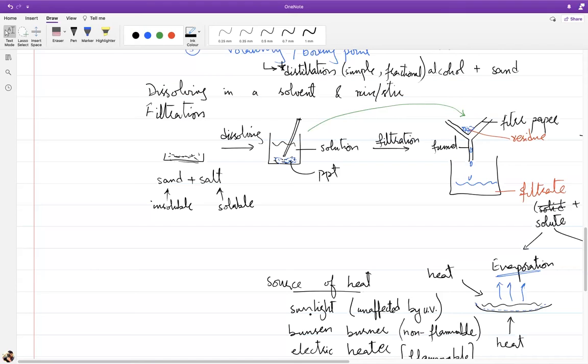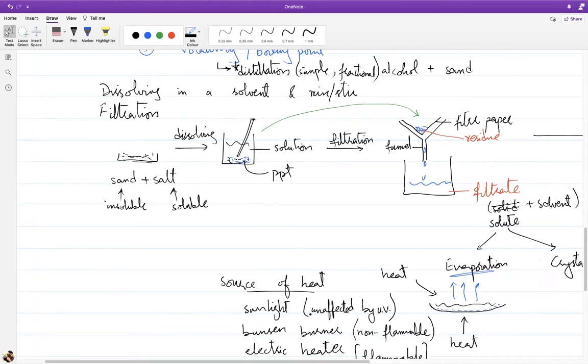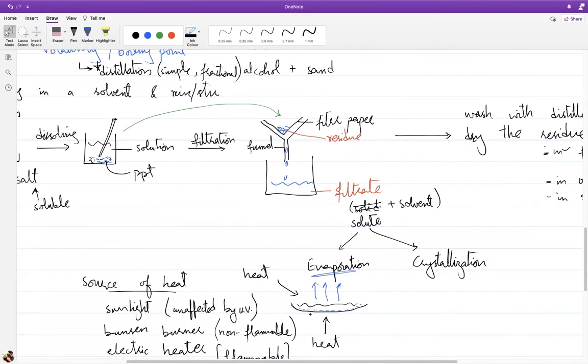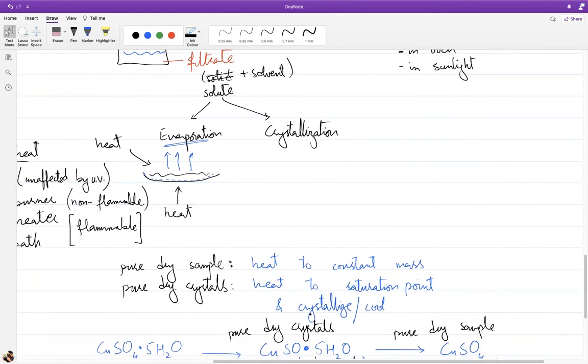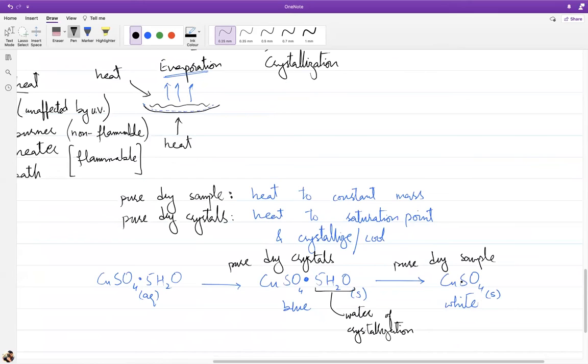Then we'll rewrite this. Dissolve it in a solvent. Okay, good. Filter it. Okay, good. Then heat to constant mass. क्यों? मुझे pure dry sample चाहिए. मुझे water of crystallization भी नहीं चाहिए. So that's the only difference in crystallization and evaporation. Evaporation goes all the way if you want pure dry sample, and it's stopped and you start to cool at saturation point अगर आपको crystallize करना है.